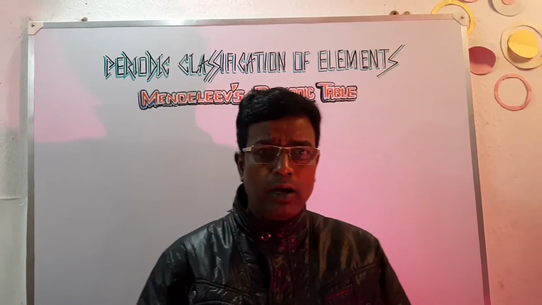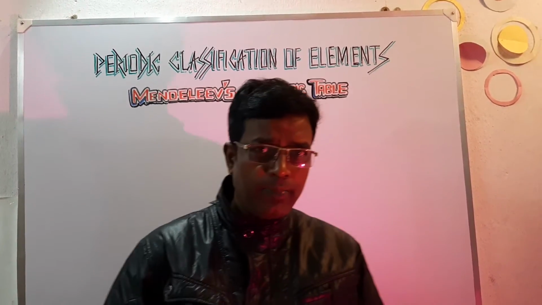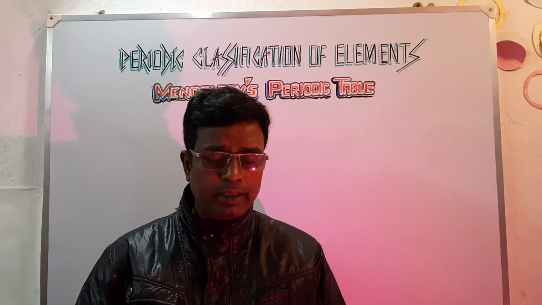He arranged all the available 63 elements in a chart called the Mendeleev periodic table, where the elements are arranged in horizontal rows called periods, and the similar chemical properties of those elements repeat in a group. Let me simplify. The elements which fall in the same group, the same vertical column, possess similar chemical properties.